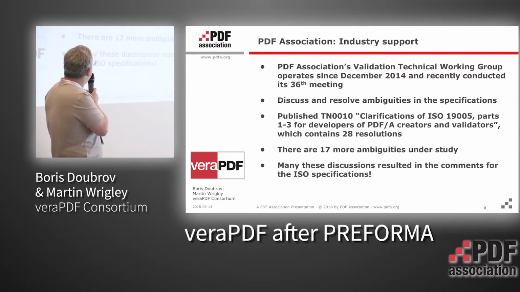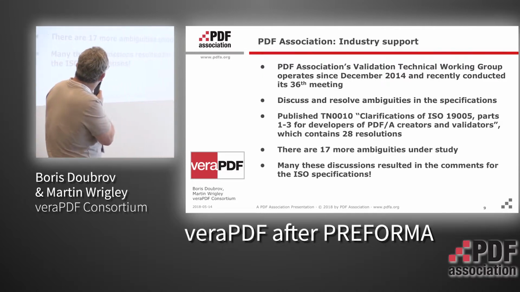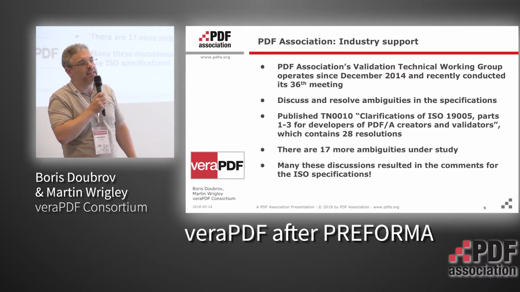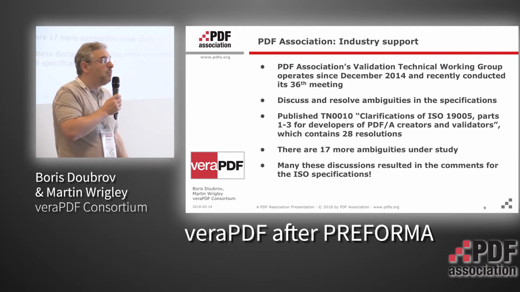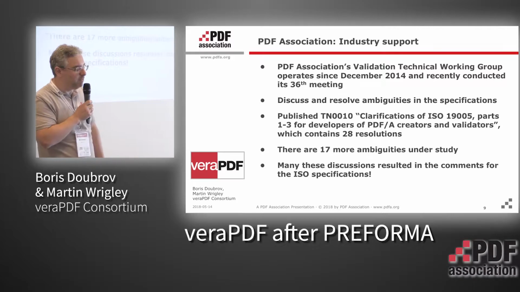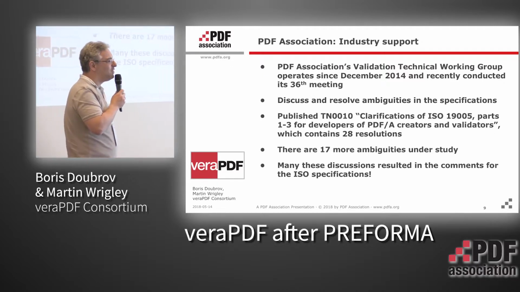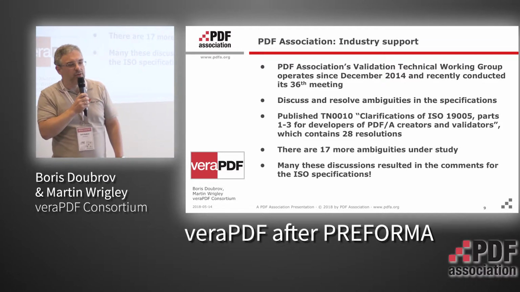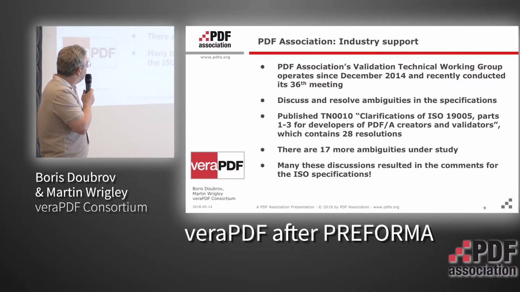One of the visible results of this activity was the so-called Technical Note 010, clarifications of ISO 19005 parts 1-3 for developers of PDF/A creators and validators, which already contains 20 different clarifications of things which might lead to ambiguities or different understanding between implementers of the PDF/A format, both on the side of creating PDF/A files or processing PDF/A files. And just to give you an idea, about 20 of such questions or ambiguities are still under discussion, so we expect that we either publish a second part of this document or start doing it in a smarter way, like with a continuous update. So about 7 more ambiguities under study.